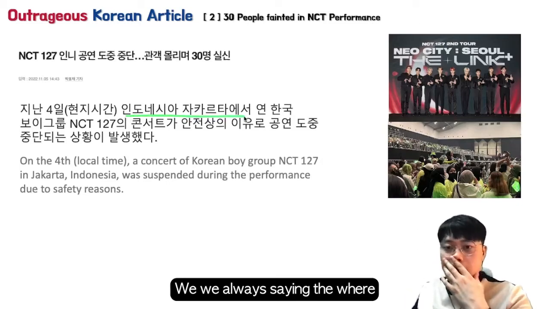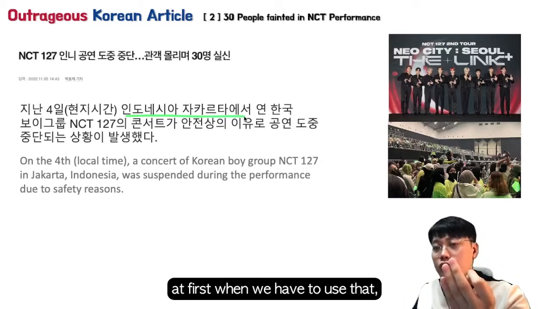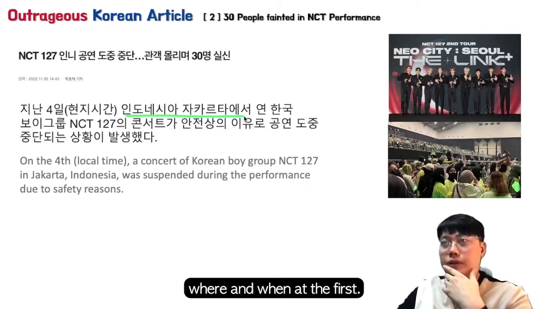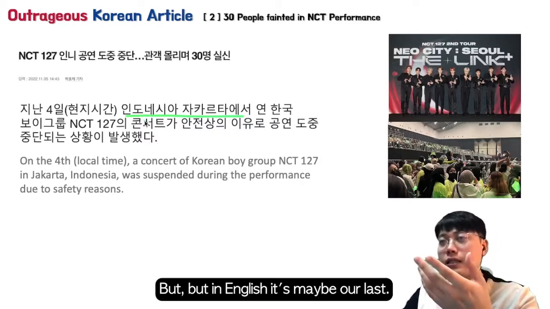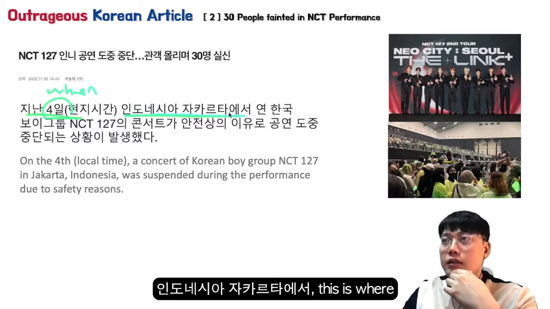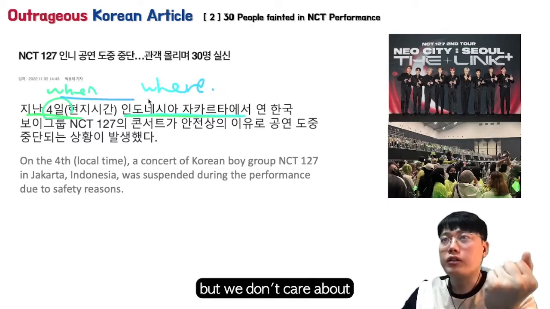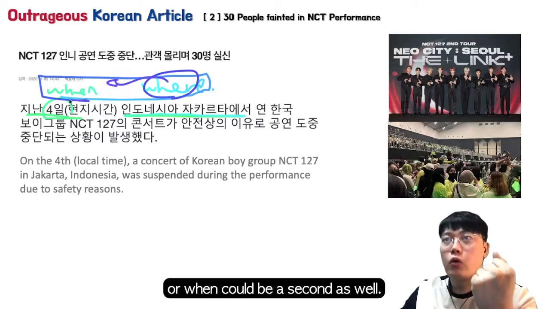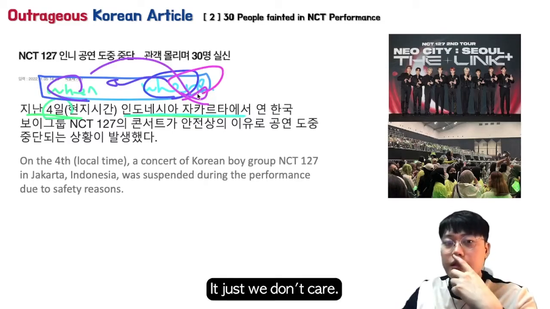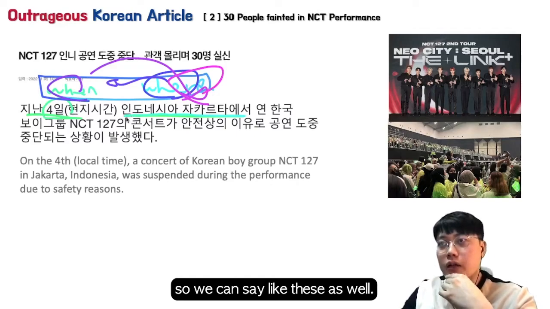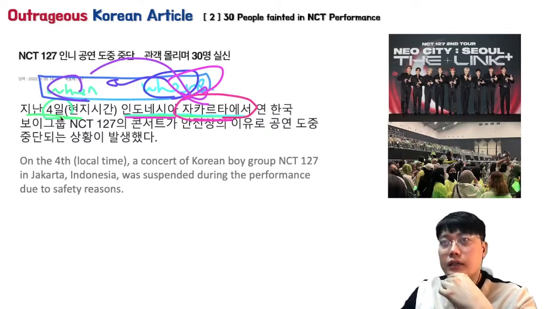We always say the where or when at first when we ask, you know, where and when at the first. But in English, it's maybe last. So 지난 4일, this is when. 인도네시아 자카르타에서, this is where. But we don't care about where could be first or when could be second as well. You can use whatever you want. So we can say like this as well. 인도네시아 자카르타에서 지난 4일 연 한국 보이그룹.